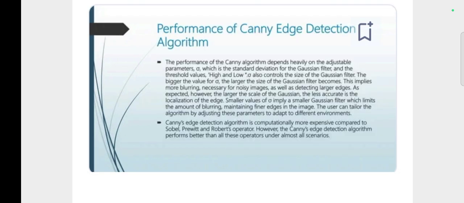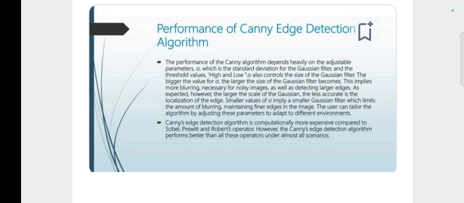And now let's check the next one. Here they discuss the performance of the Canny edge detection algorithm. Sigma also controls the size of the Gaussian filter. The bigger the value of sigma, the larger the size of the Gaussian filter, which implies more blurring, necessary for noisy images as well as for detecting larger edges. As expected, however, the larger the scale of the Gaussian, the less accurate the localization of the edge. Smaller values of sigma imply a smaller Gaussian filter, which limits the amount of blurring, maintaining finer edges in the image.